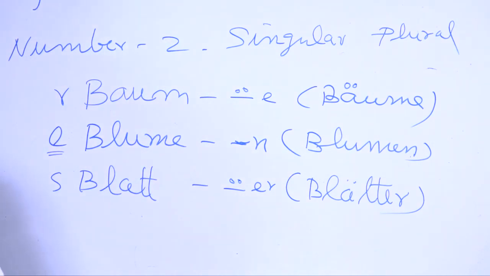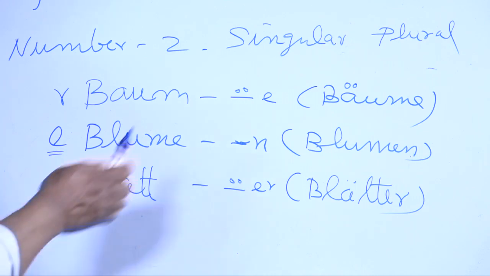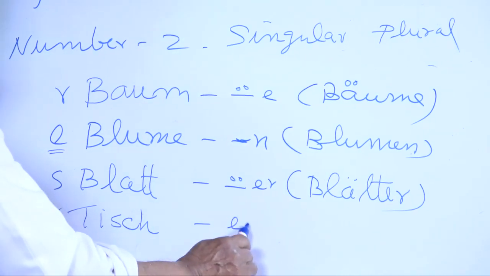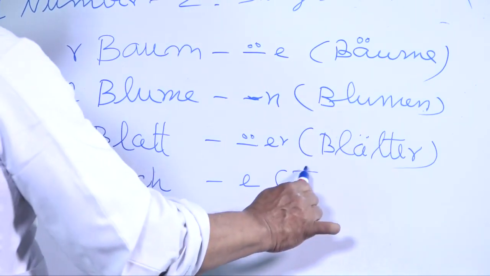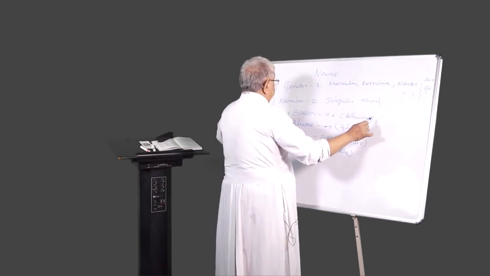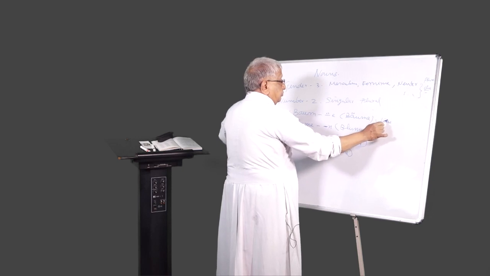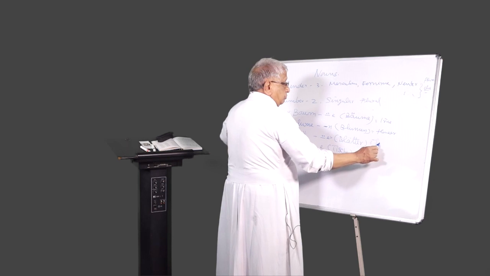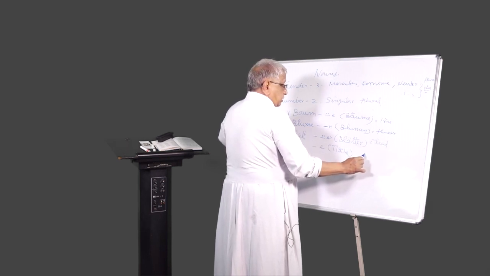I write down some more words, which we said about Tisch, etc. Der Tisch, die Tische. You add e to that. Tische. Tisch is table. So this is Bäume, tree. Flower. Leaf, and this is a table.